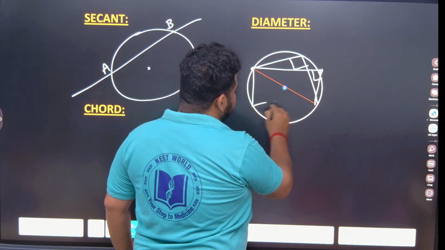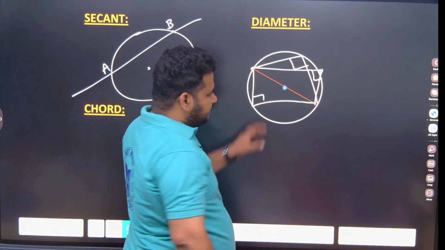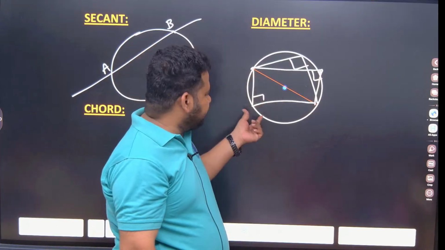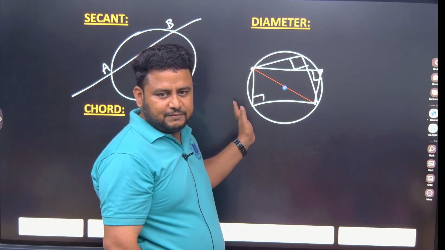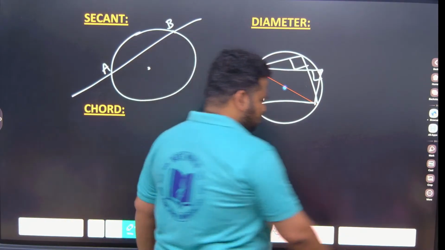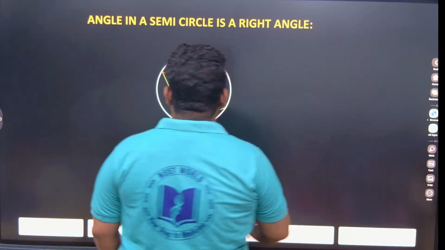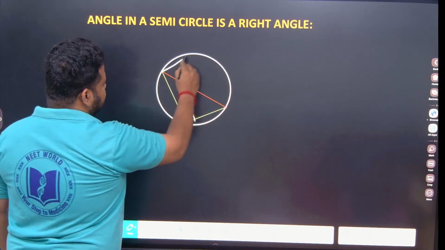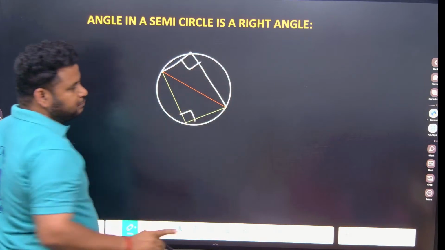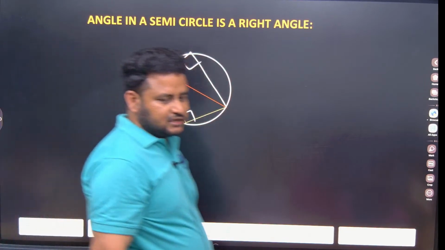If I take it from here to here, from the chord, that is the diameter, if you make an angle at any of the semicircles, the angle will be equal to 90 degrees. This you already know, I am just revisiting it. That's what it means: angle in a semicircle is a right angle. This is 90 degrees. Suppose I draw it here, this will also be 90 degrees. This property you should know because you will be using it in the questions.